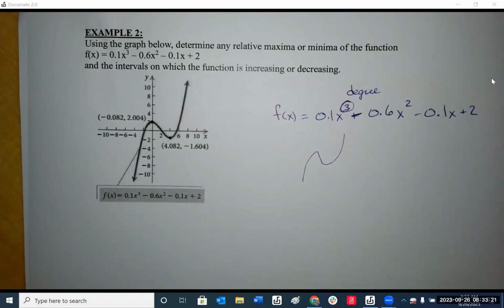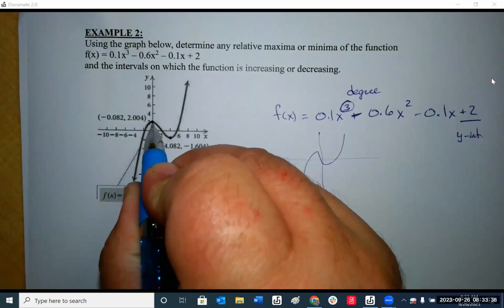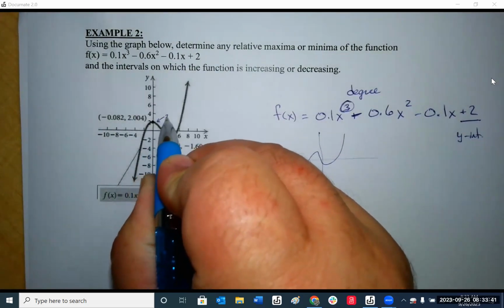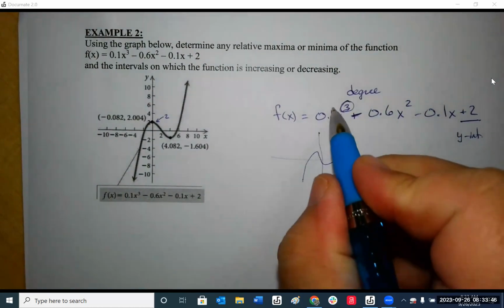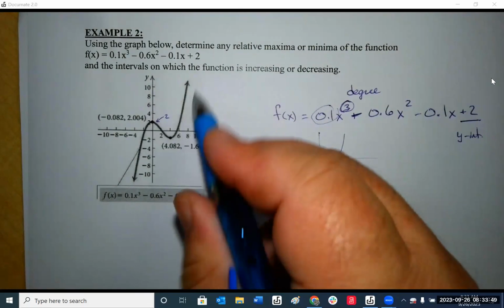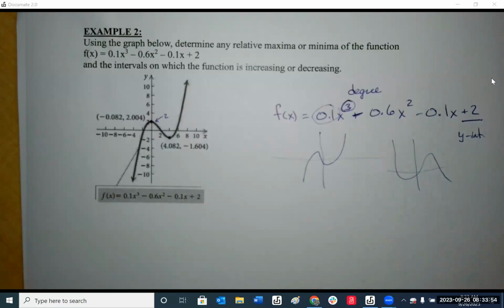We know something else without doing any math. What does this number represent? The y-intercept. The constant of a function is always the y-intercept. We know that the graph is going to cross at the number 2 on the y-axis. And since the leading coefficient is positive, we know it's going up like this. If it was a negative in front of the first number, the graph would look like this.